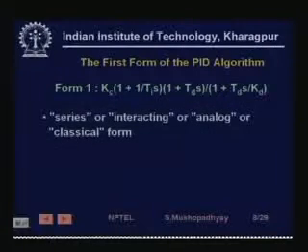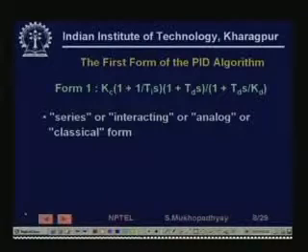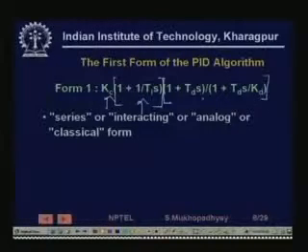Actually, it turns out that form 1 is sometimes called the series or interacting or classical form. The reasons for these names is that firstly series, that you can understand that this is in series. So, this is one term and this is the other term, okay, and this is the other term. So, there are 3 terms which are getting multiplied. So, therefore, they are in series.